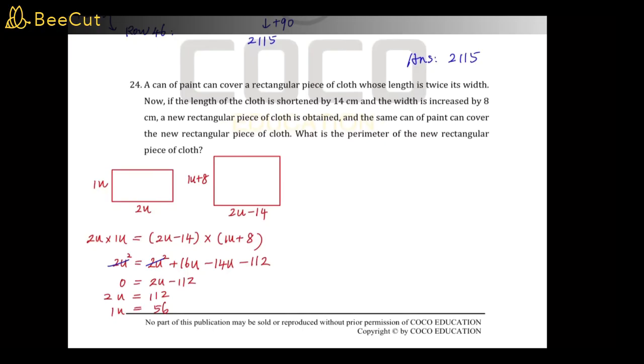Now, if 1 unit is 56, we can find the length and the width of the new rectangle. So the length is 2u minus 14. 2 times 56 minus 14. This equals to 98. The width of the new rectangle is 1u plus 8. So 56 plus 8. That's 64. So the perimeter of the new rectangle, 98 plus 64 times 2. The answer is 324.